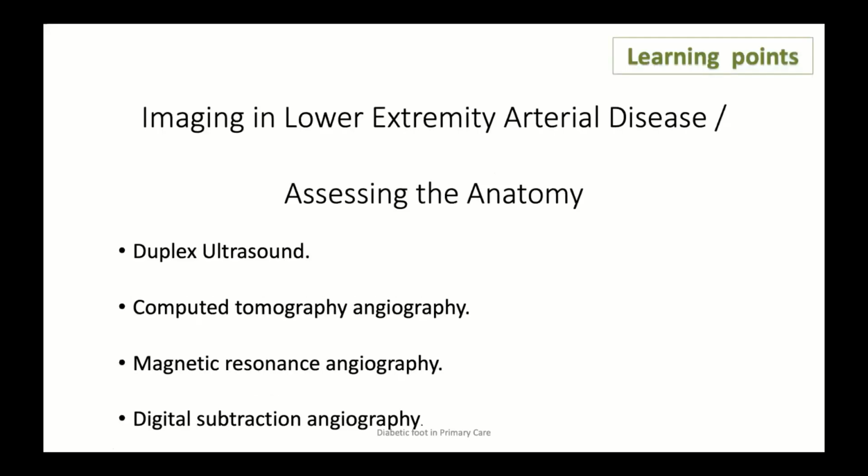So then therefore we will do some imaging. And you see the duplex scan actually comes only at this point. We only use the duplex scan to assess the anatomy when we have decided the patient has critical limb ischemia and we want to consider revascularizing. There are other methods of assessing the anatomy: CT scans, MRI scans, and angiograms.